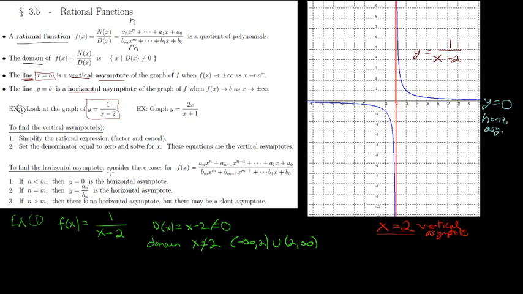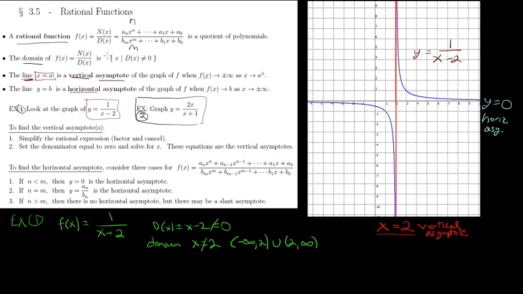Okay, so if we're just given the equation, how do we find the asymptotes if we don't have the graph like we do in this case? We'll get to that in a little bit. Before we do that, I want to look at one more example, just looking at the graph first. I'll call this example 2. So y equals 2x over x plus 1.